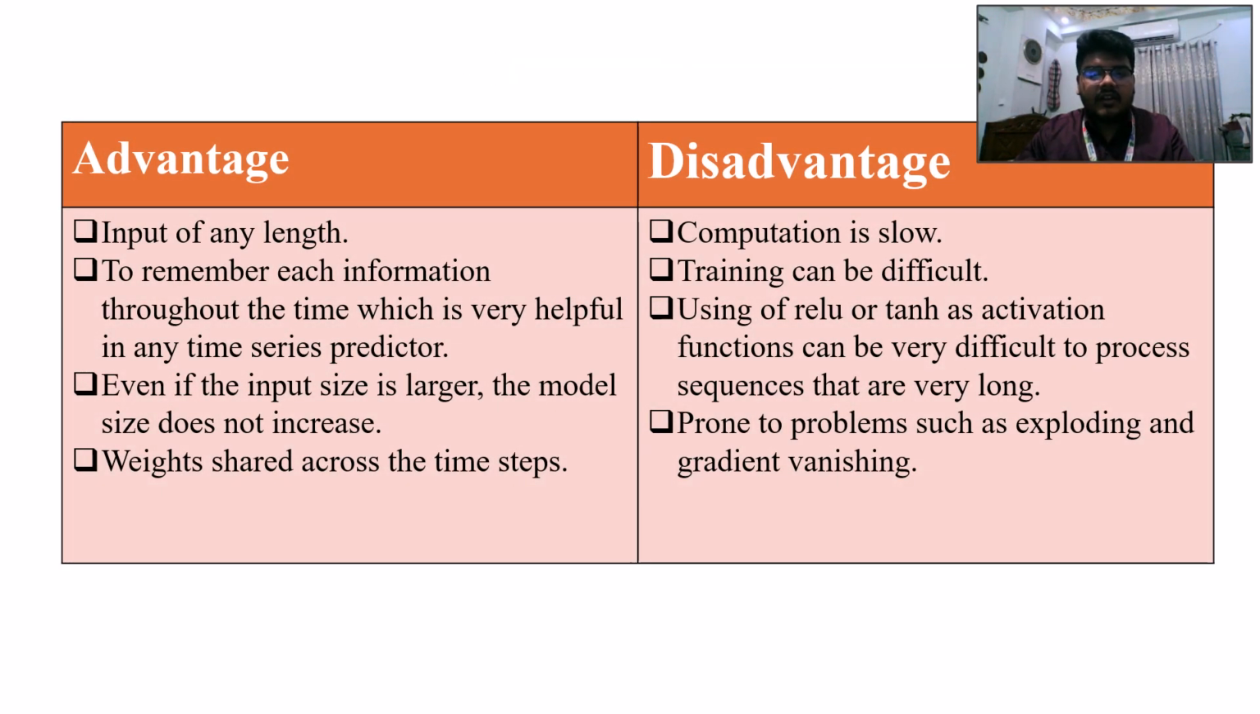Here are some advantages and disadvantages of RNN. Advantages: it accepts input of any length, and it remembers each piece of information throughout time, which is very helpful in any time series prediction. Even if the input size is larger, the model size doesn't increase, and weights are shared across the time steps. Disadvantages: computation is very slow, training can be very difficult, and using ReLU or tanh as activation functions makes it very difficult to process very long sequences. It is prone to problems such as exploding and vanishing gradients.